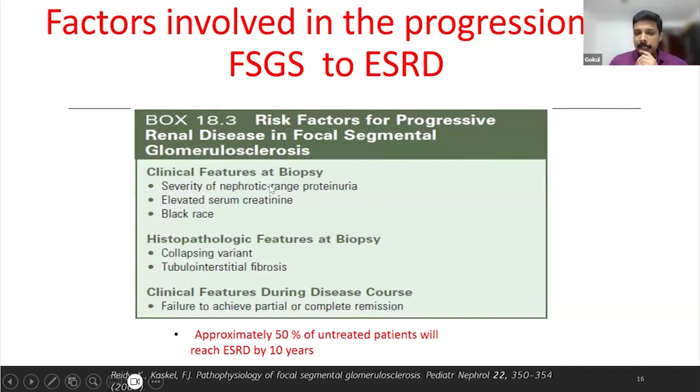So several clinical features and biopsy findings matter. One is severity of nephrotic range proteinuria, elevated serum creatinine, and black race. And about the histopathological features, the collapsing variant of FSGS has got the worst prognosis. If there is tubulointerstitial fibrosis, then it has got worse prognosis. And also the clinical features during the disease course. If they fail to achieve partial or complete remission during the course of treatment, then it has got a worse prognosis. And the sad thing is that approximately 50% of the untreated patients will reach end-stage renal disease by 10 years.